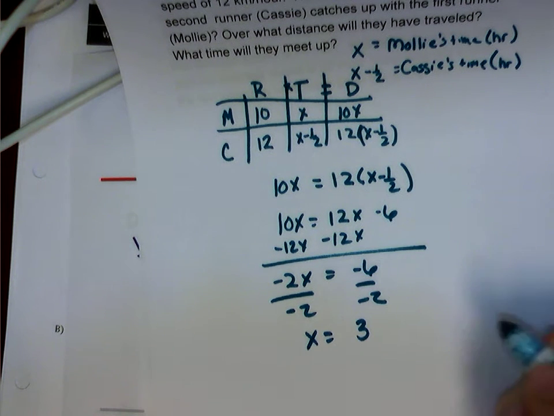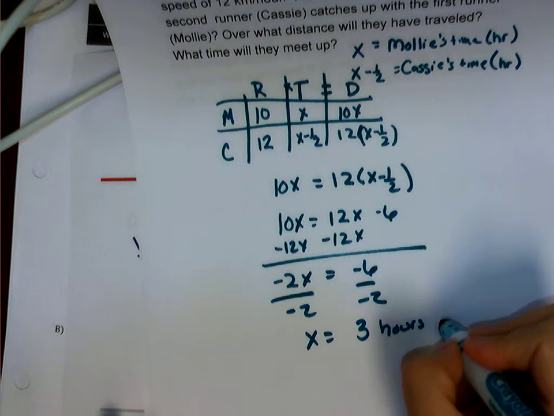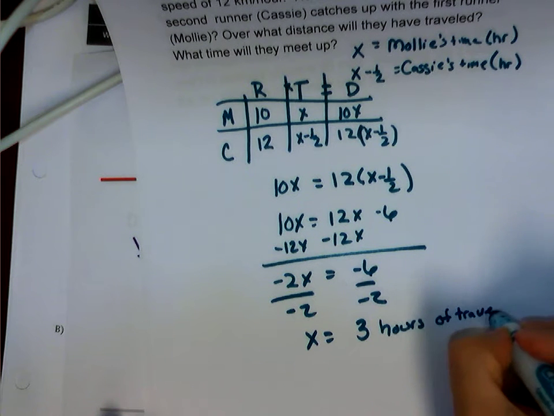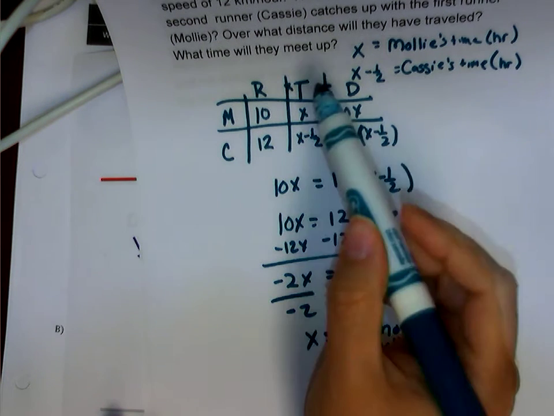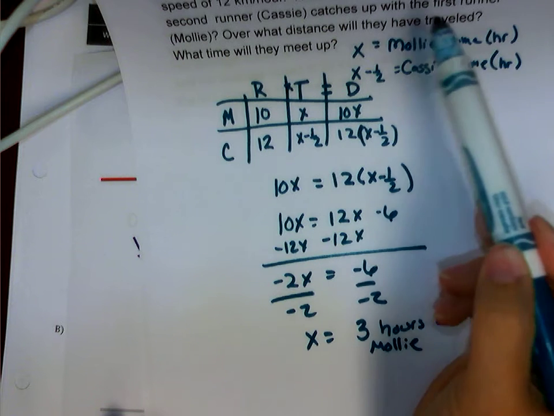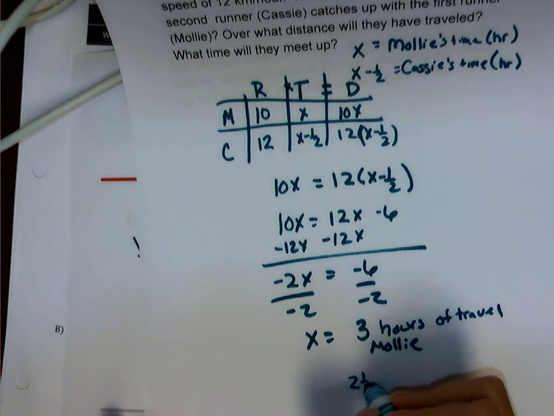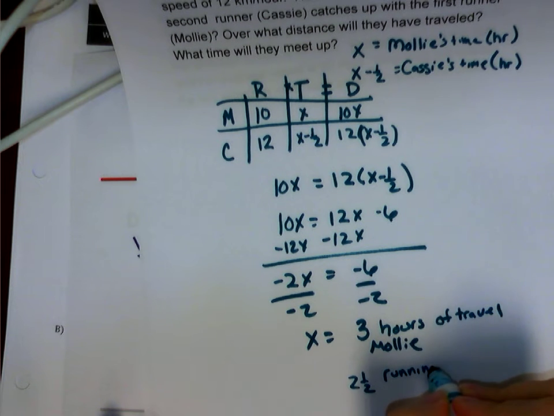3 what? 3 hours of travel for Mollie. Okay? So then it says, how long will it be before the second runner catches up? So it's going to be 2.5 hours of travel time or running time for Cassie.